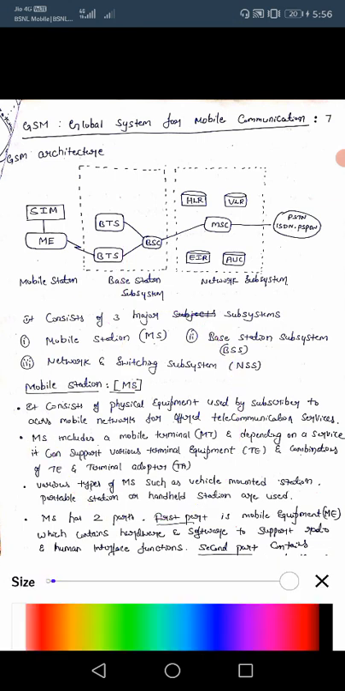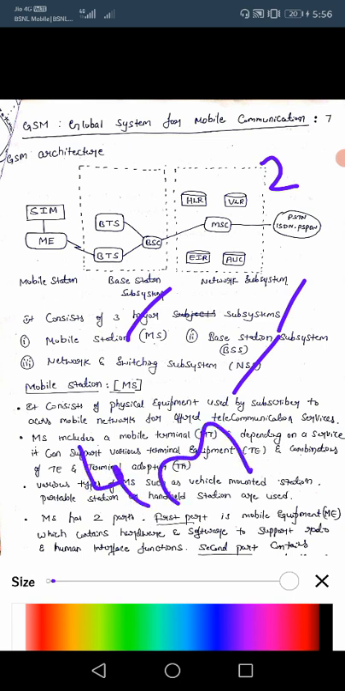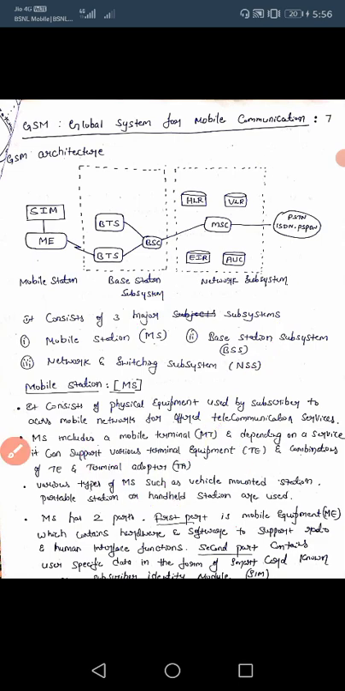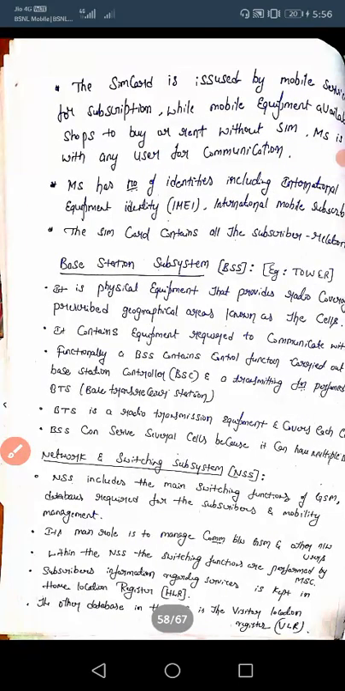Look at this. For this you will get probably 2 marks. It consists of 3 major subsystems: mobile station, base station, and network subsystem (NSS). So if you explain all this, you are going to get the remaining 4 marks for the explanation. Your answer must be this only. They have asked almost direct questions, no indirect questions. Like this you should explain.